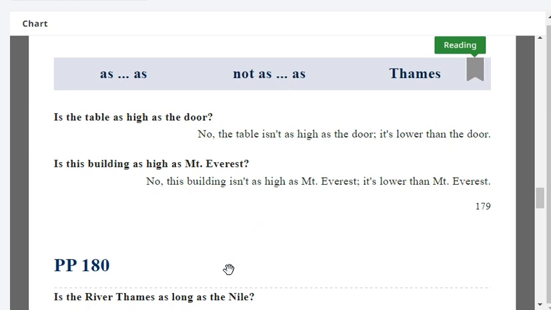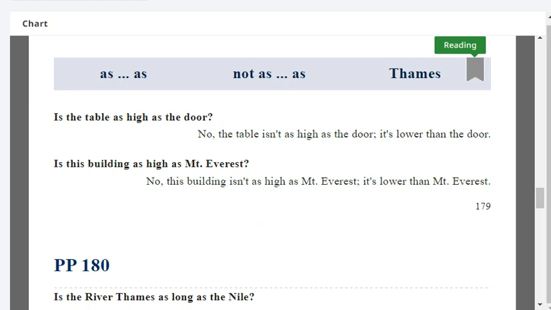Is the table as high as the door? No, the table isn't as high as the door. It's lower than the door. Is this building as high as Mount Everest? No, this building isn't as high as Mount Everest. It's lower than Mount Everest. Mount is short for mountain.